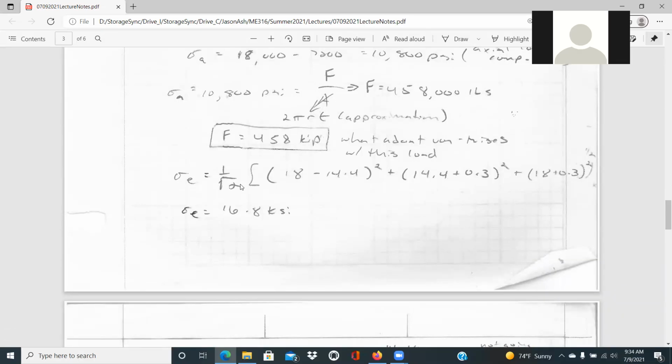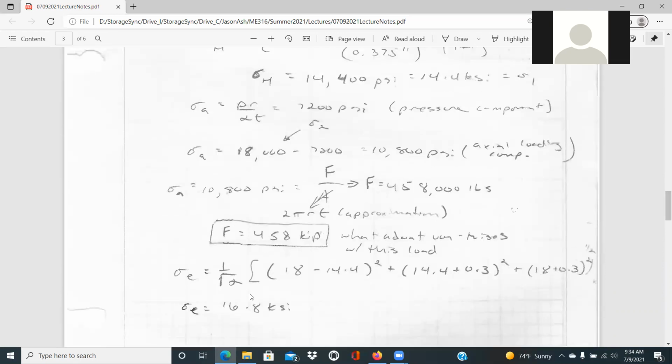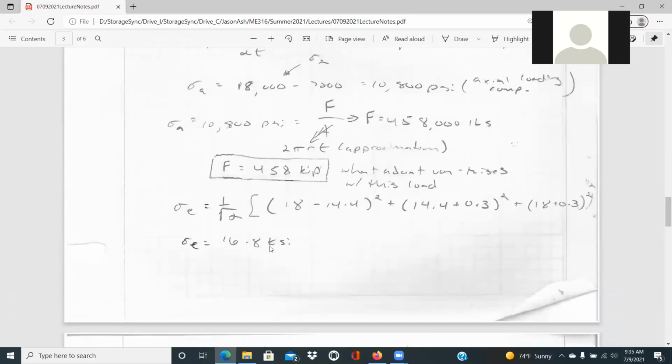Sigma is just 1 over the square root of 2 times the difference in all the stress components. So if we're all the way up to the 18 KSI and our sigma hoop is 14.4 KSI, we have those two terms, and then we have 14.4 minus sigma 3, which is a minus 0.3. And so that ends up being plus. And same thing for the last stress component. What we find is that the von Mises stress for this is 16.8 KSI.